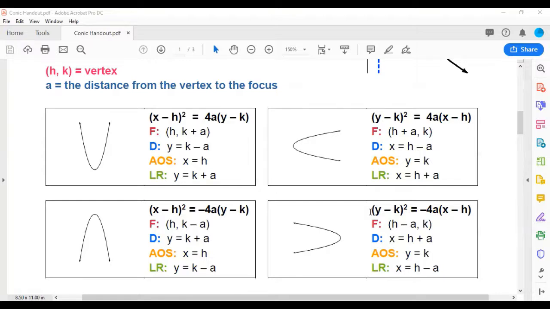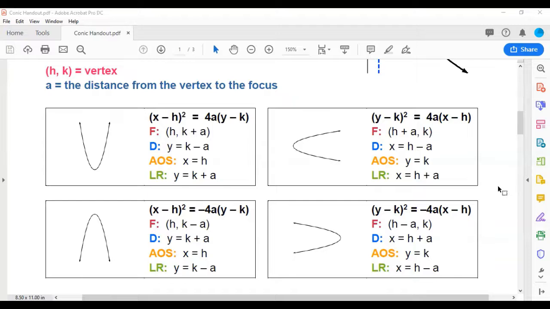So left and down are negative, up and right are positive, just like our axes. So whichever one you're eating, that tells you whether 4a is positive or negative. So again, just to reiterate, the shape: something squared equals either a positive or a negative 4a times something. If it's a normal parabola up or down, then it's the x thing that's being squared. If it's sideways, it's the y thing being squared. And then whichever direction of an axis it's eating, that's going to tell you the sign of the 4a.